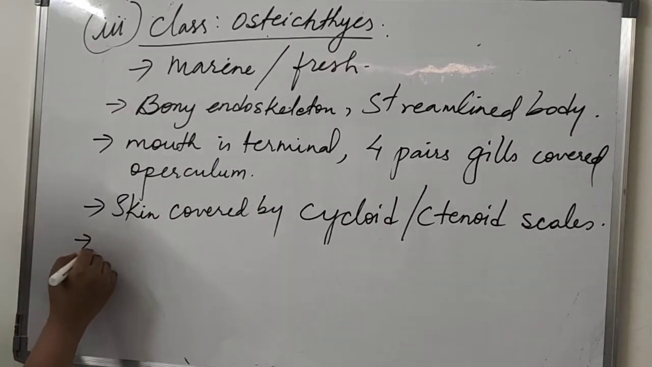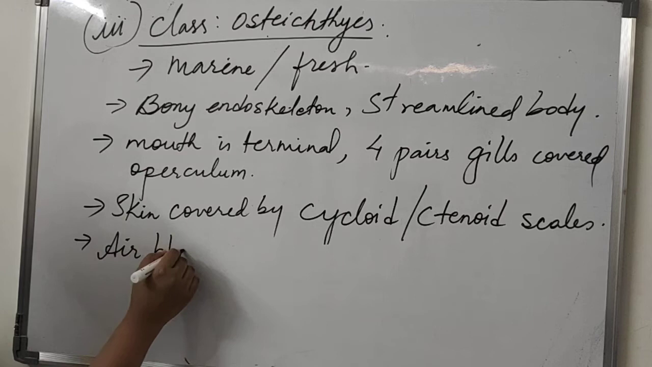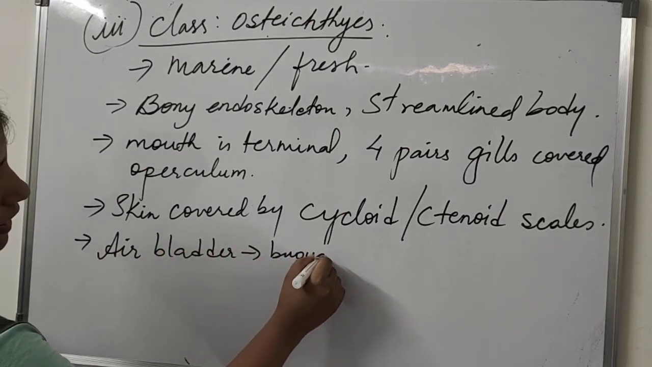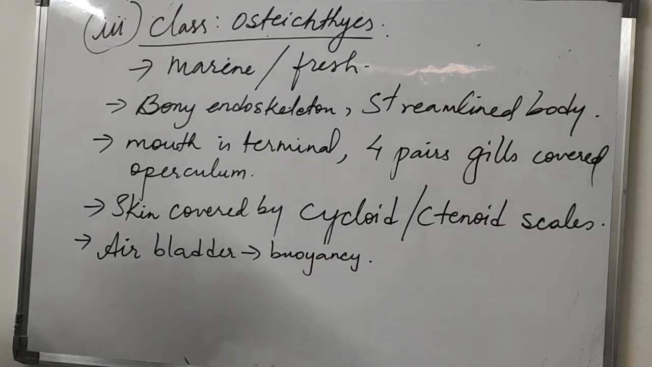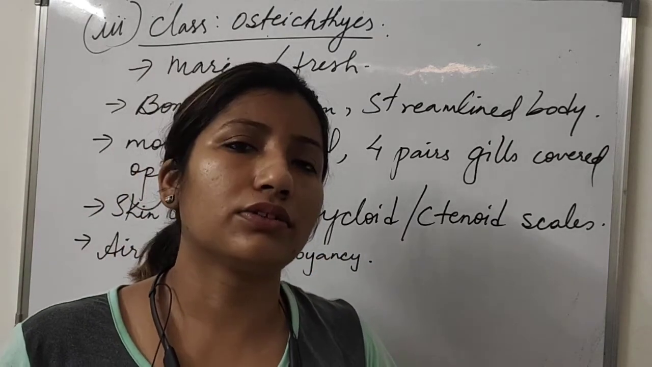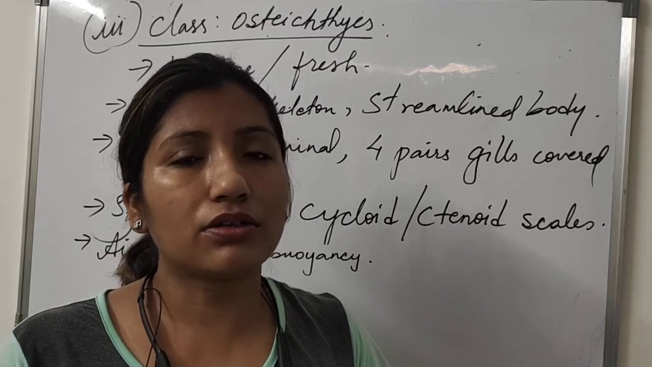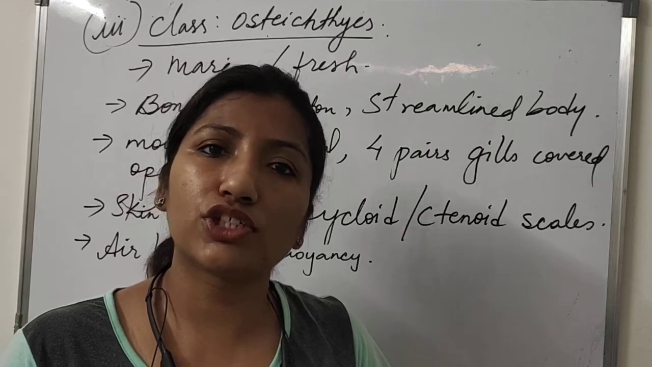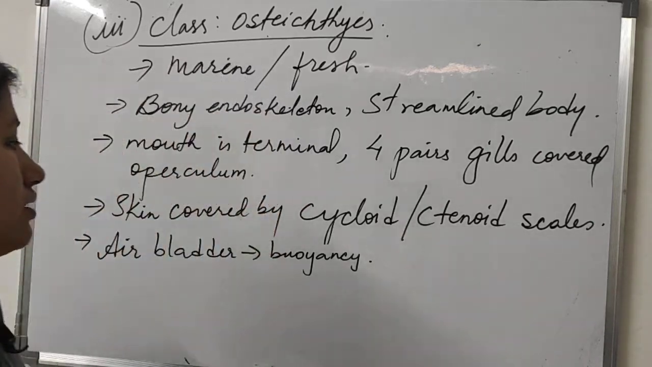So they have an air bladder. That's why it provides them buoyancy, and if they don't swim, they will not sink and die. So they can rest. But the chondrichthyes don't have an air bladder, so that's why they need to constantly swim.